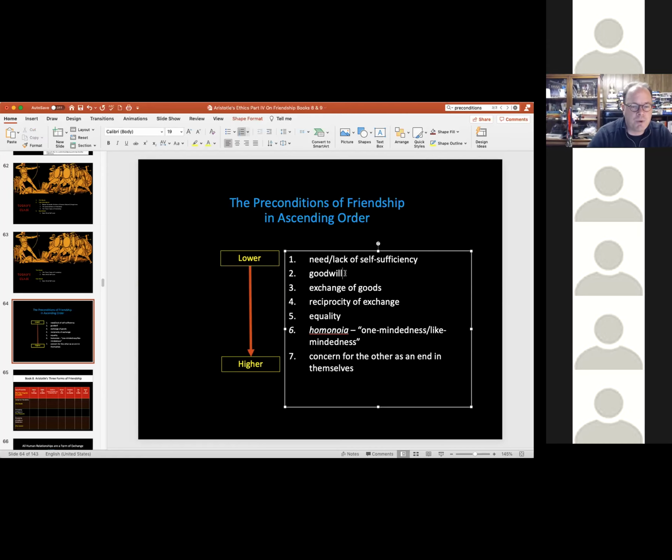You have to have goodwill, by which he does not mean some selflessness or altruism or charity. What he means is a kind of openness and good-naturedness toward the other person and a basic level of trust that allows you to feel like you're not going to get taken advantage of by the other person. And that allows you to engage in exchange.